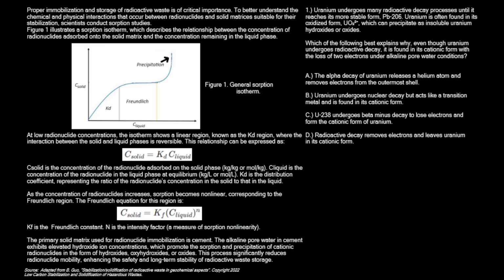Option A says the alpha decay of uranium releases a helium atom and it removes electrons from the outermost shell. Option B says uranium undergoes nuclear decay but acts like a transition metal and is found in its cationic form. Option C, uranium-238 undergoes beta minus decay to lose electrons and form the cationic form of uranium. Option D says radioactive decay removes electrons and leaves uranium in its cationic form.